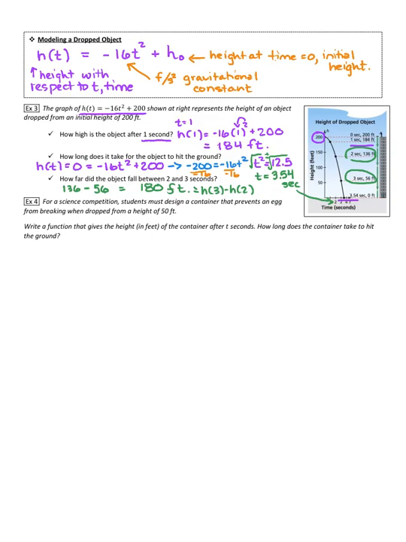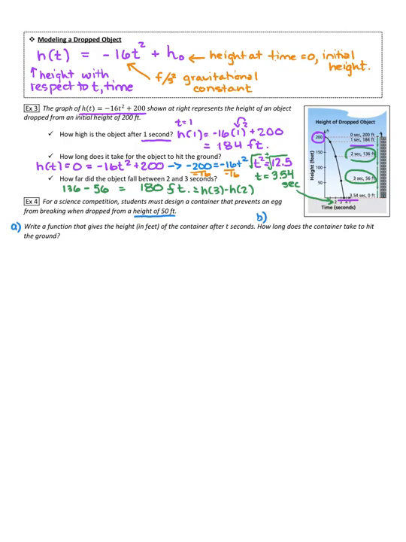Okay, now let's actually set up the equation. So we have a science competition. Students must design a container that prevents an egg from breaking when dropped from a height of 50 feet. We used to do this at Great America on Math Day. Write a function that gives the height in feet of the container after t seconds. And then, so that's going to be our part A. Part B, how long does the container take to hit the ground?